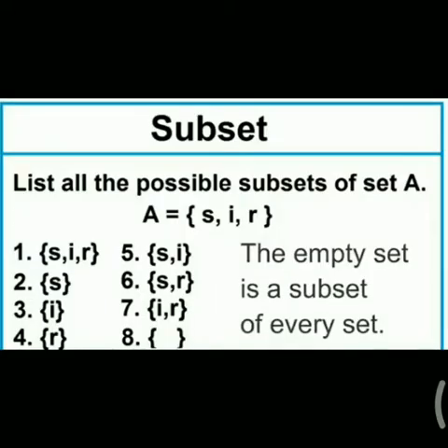Here we are listing all possible subsets of the given set. First is taking all the three elements. Then second is taking a single element. Third is with a single element. Fourth is with a single element. Fifth, sixth, and seventh are with two elements. And eighth is an empty set. The empty set is a subset of every set. To list the subsets, first we take the empty set, then single elements, then pairs of elements, then three elements together.